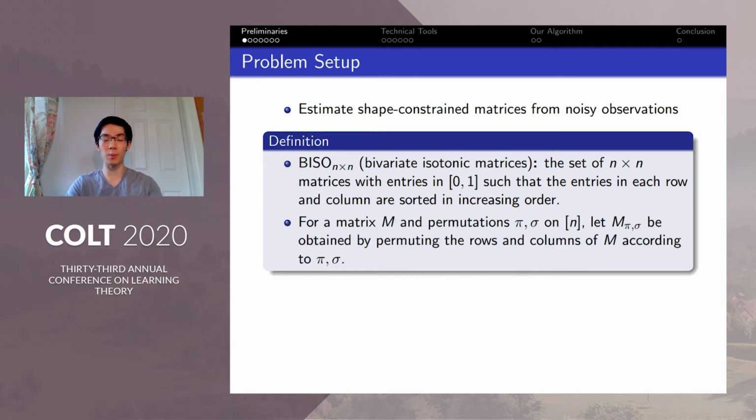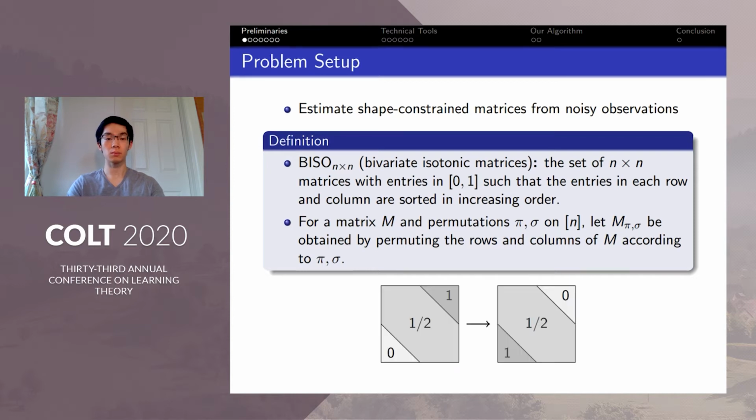For a matrix M and permutations pi and sigma, let M pi sigma be the matrix obtained by permuting the rows and columns of M according to pi and sigma respectively. So we'll be considering bivariate isotonic matrices with permutations acting on their rows and columns. As a quick example, we have on the left a bivariate isotonic matrix, and the matrix on the right is obtained by reversing the rows and the columns.